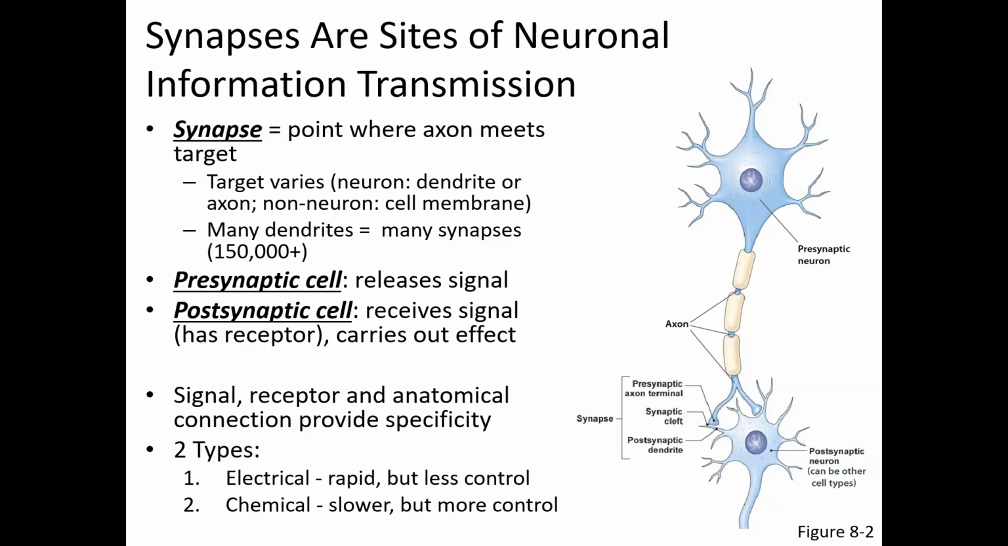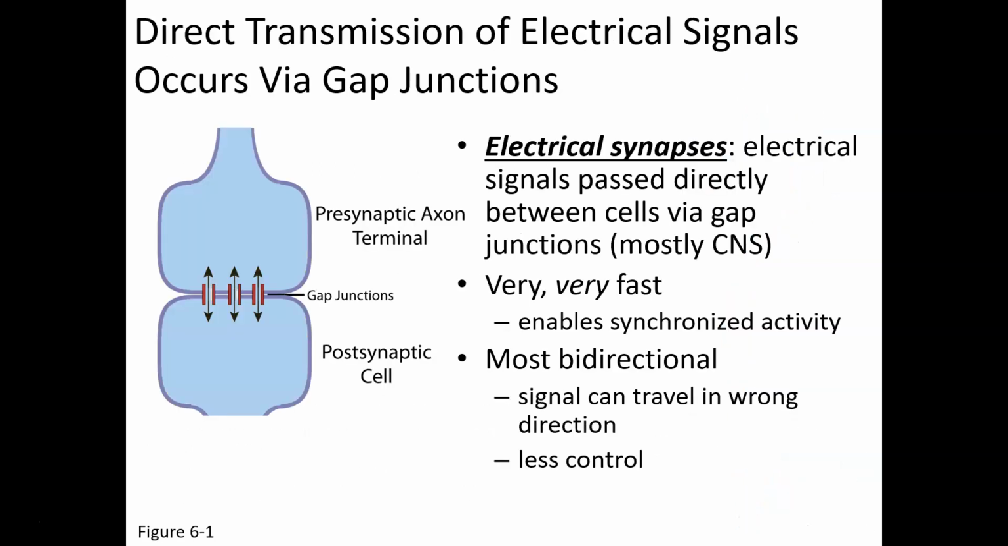There are 2 types of synapses that we see in the human body. One type is much, much more common. The electrical synapse is very rapid, but has very little control, while the chemical synapse, which is by far the most numerous one, is slower, but has much more control as well.